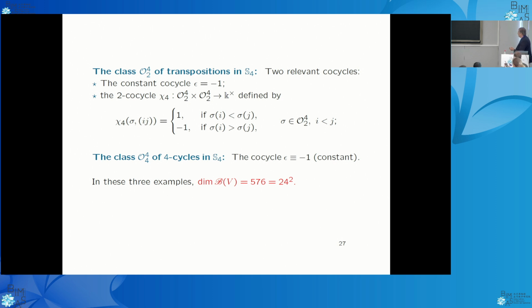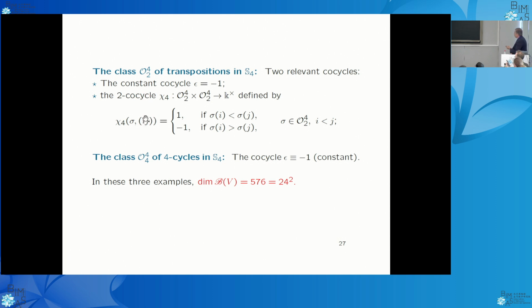Now, I go to the Fomin-Kirillov algebras. The class of transpositions in S4, which I denote O42, has two relevant cocycles, the cocycle minus 1, the constant one, and the cocycle K4, which takes sometimes value 1 and sometimes value minus 1. In this example, the Nichols algebra has dimension 576. The Fomin-Kirillov algebra FK4 is the quadratic algebra that has the quadratic relations of the Nichols algebra corresponding to O24 and this cocycle K4. And as a matter of fact, it can be proved that the Nichols algebras of these examples are quadratic.